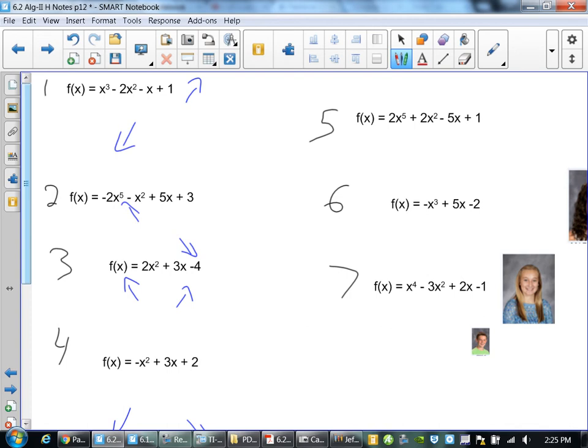Fifth one, first term is positive. Exponent is even or odd? I'm on number 5. So which way is it pointing? Down then up.